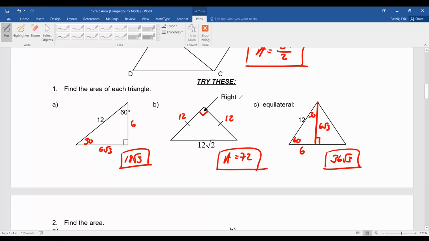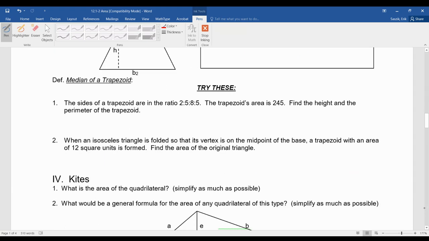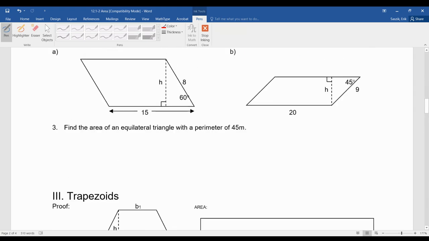36 root 3. So I'm guessing if you made a mistake, some of you forgot to do base times height over 2. Be careful with that. Very easy to forget. A lot of students do. And just remember that you have multiple bases and multiple heights at your disposal. Okay?